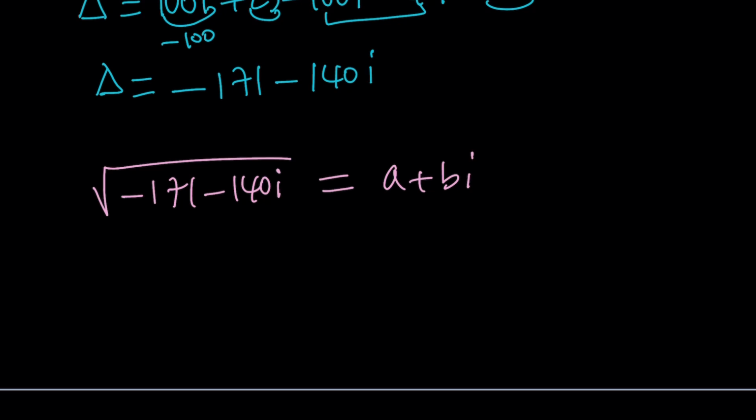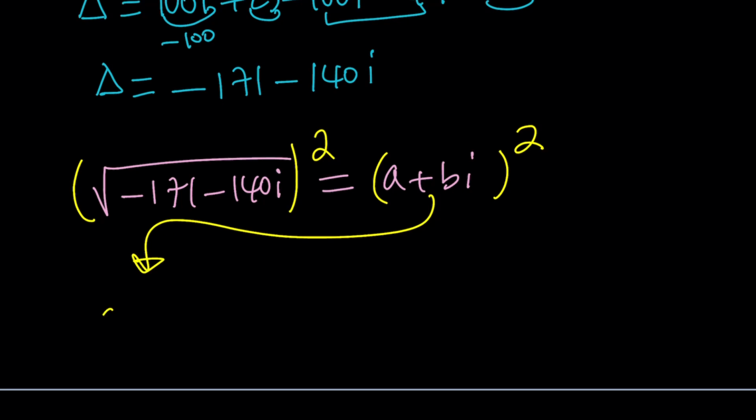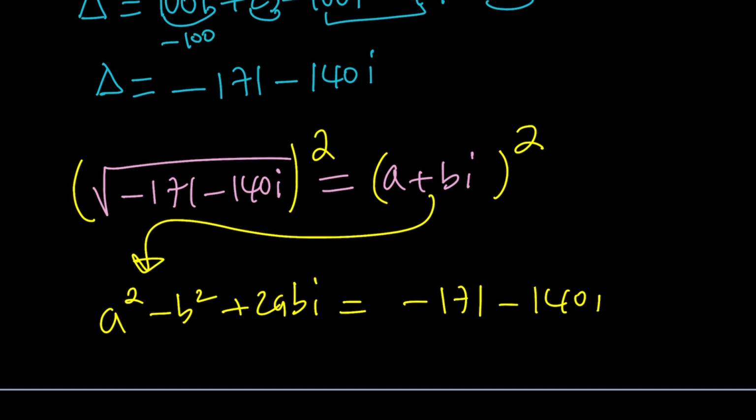And now let's square both sides. So my goal is to solve for a and b. Remember, a and b have to be real numbers. Let's go ahead and write this first: a squared minus b squared plus 2abi, using the fact that i squared is equal to -1. And I'm just going to set that equal to negative 171 minus 140i.